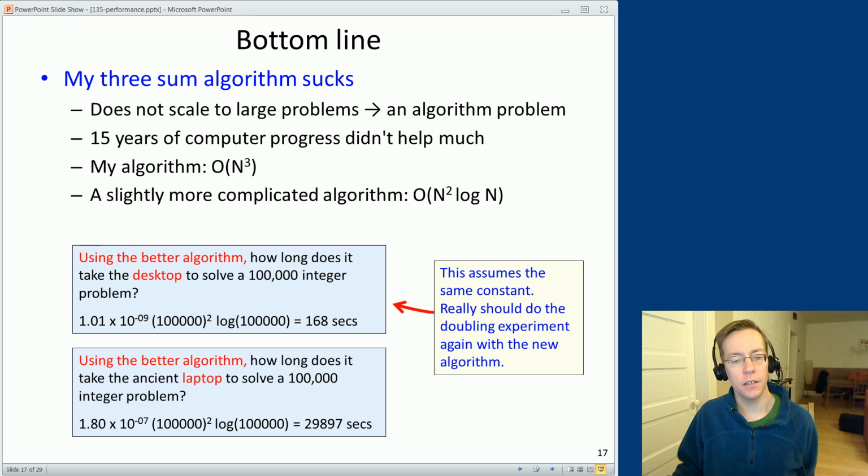it's an estimate of how long it might take. Assuming the constant's the same, I now can plug in my 100,000, square it instead of cube it, take the log of 100,000, and multiply it out, and now it only takes 168 seconds. So that's completely reasonable, and it's the difference between a slightly more complicated algorithm and the brute force naive algorithm. The algorithm does matter.